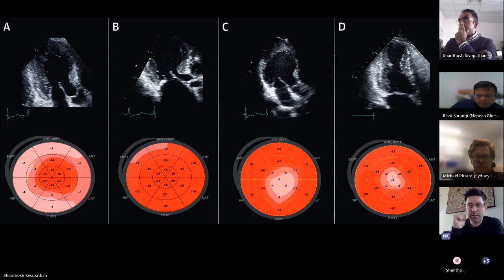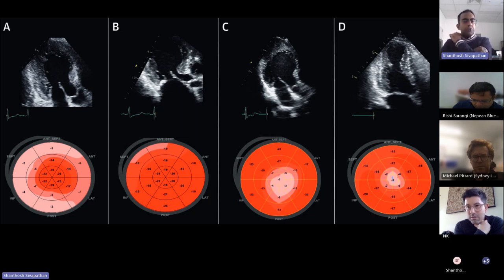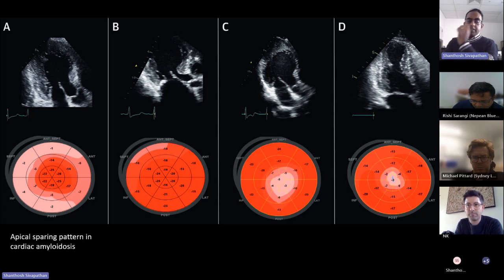Yeah, Shanthosh, I'm Niall Kennedy. Hi. It looks like from a point of view of the global longitudinal strain that your apex is preserved. So strain is reduced pretty much everywhere, but apex preserved, which, looking at the 2D images, perhaps points you towards a suspicion for cardiac amyloidosis. Yeah, 100%. This is your classical cherry on top pattern, where your apex is preserved, and this is in keeping with cardiac amyloid.